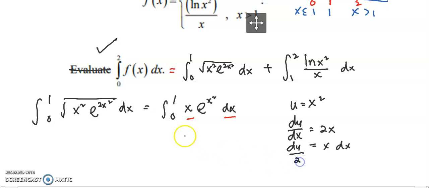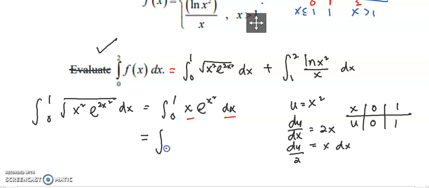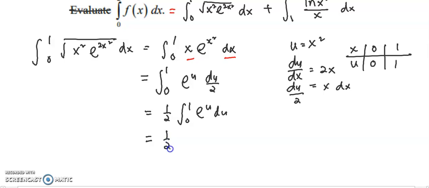When you use substitution, don't forget to find the new limits. When x equals 0, what is your u? And when x equals 1, what is your u? After you find the new limits, obviously the limits did not change. That is still 0 to 1. And x dx is replaced by du over 2, where e to the x squared is replaced by e to the power of u. Then the 1 over 2, you can just take it out and integrate e to the u with respect to u. Then substitute the limits, e to the power of 1 minus e to the power of 0. That is the answer for the first integral.